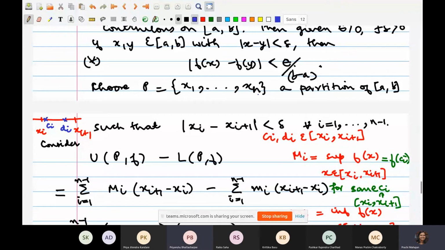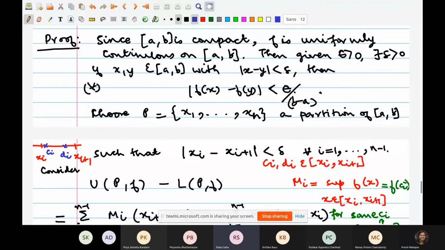Is that okay, Priyanshu? Yes, ma'am. How about everybody else? Ma'am, uniform continuity is necessary over here, right? Yes, very much, very much. If we did not have uniform continuity, this delta would vary with the point, and then how do we choose the partition? It's very much required here.